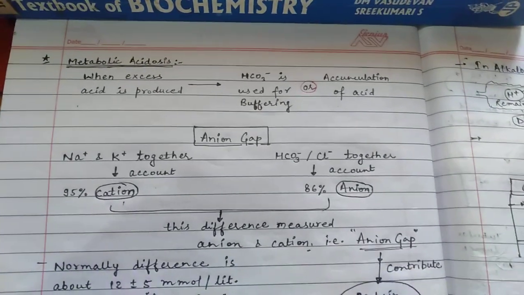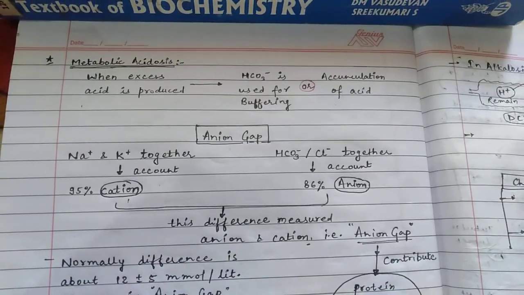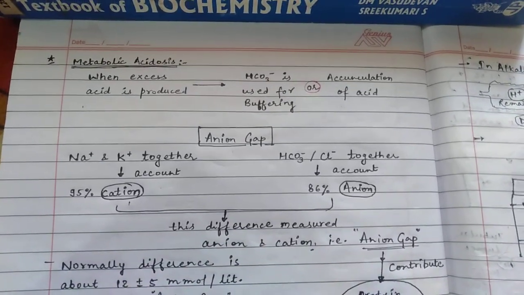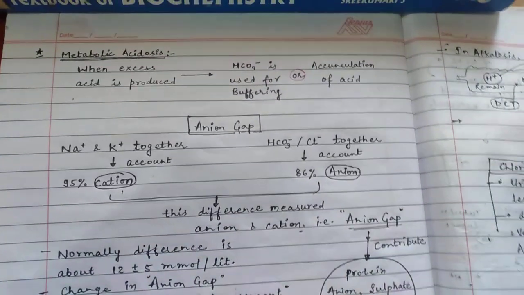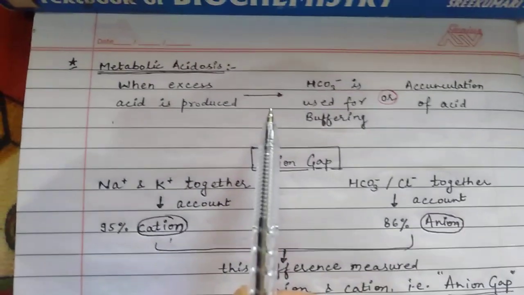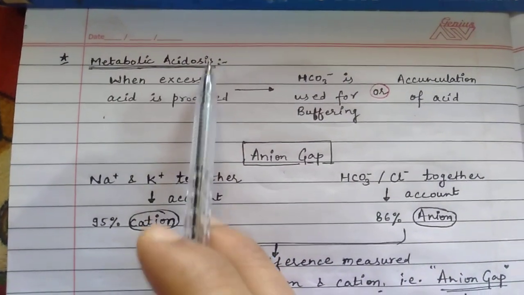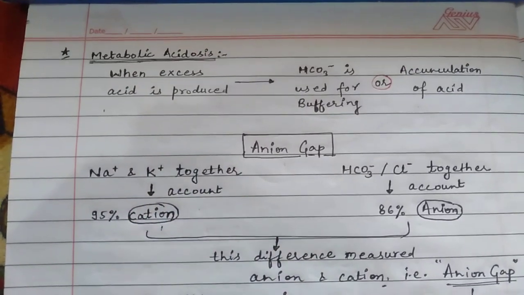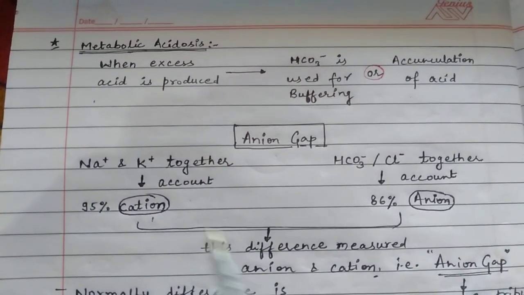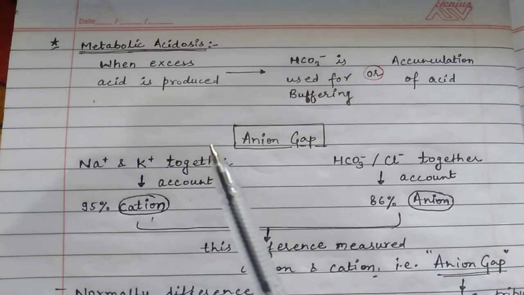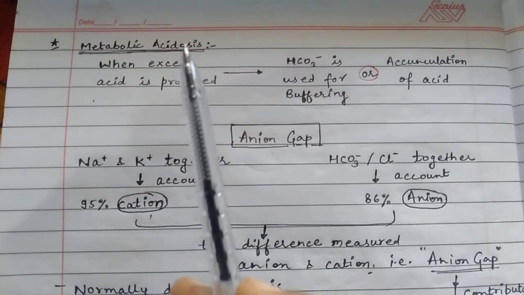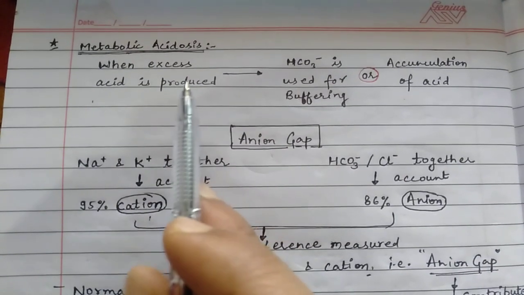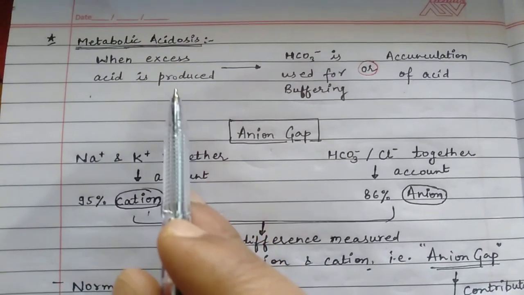So students, today we will discuss metabolic acidosis and metabolic alkalosis. First, we will discuss metabolic acidosis. Acidosis means production of acid. Whenever the amount of acid increases in our body, this condition causes metabolic acidosis. Now students, why does acidosis occur in our body?